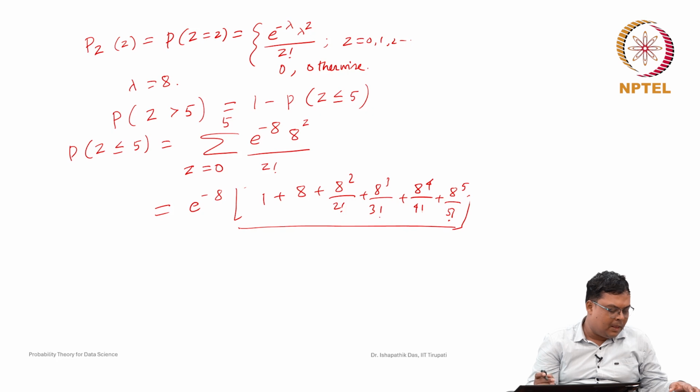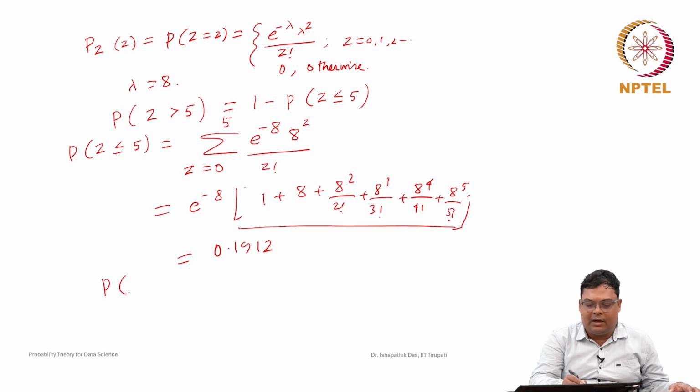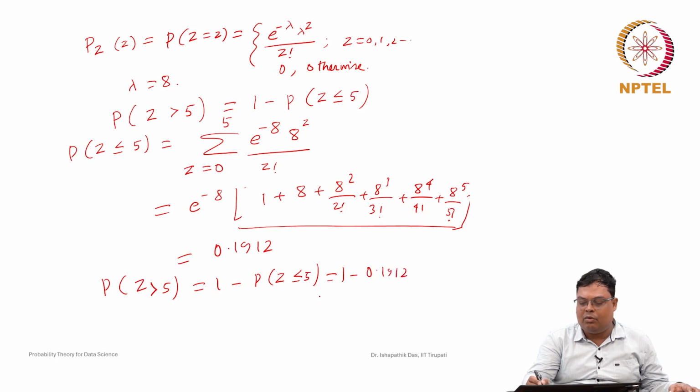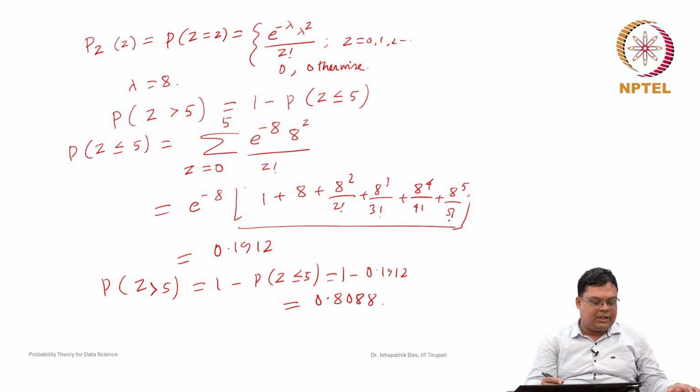You can use a calculator to check this value. It is 0.1912. So now the probability that Z is greater than 5, which is the question, is 1 minus the probability that Z is less than or equal to 5, which is 1 minus 0.1912. Simplifying, this comes to 0.8088. So this is one use of the sum of Poisson random variables. I hope you have understood these things.